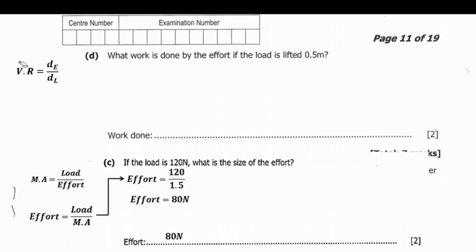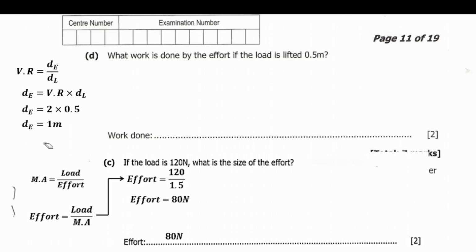So here, what helped me is to remember that velocity ratio is given by distance moved by the effort divided by distance moved by the load. So since distance moved by the load is 0.5 and the velocity ratio was found to be 2, make distance moved by the effort the subject of the formula. So distance moved by the effort is equal to velocity ratio times distance moved by the load, and we'll substitute 2 times 0.5, which will give us distance moved by the effort as 1 meter.